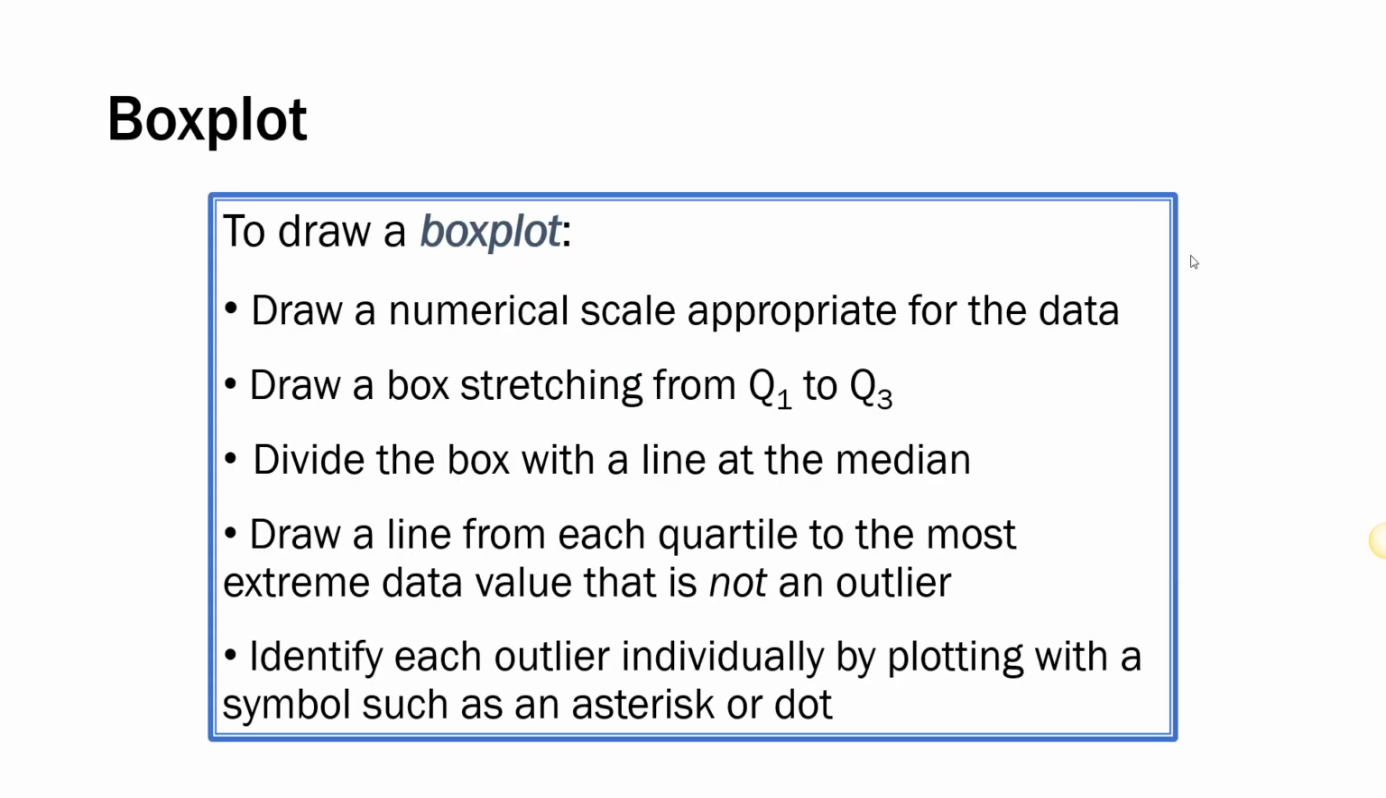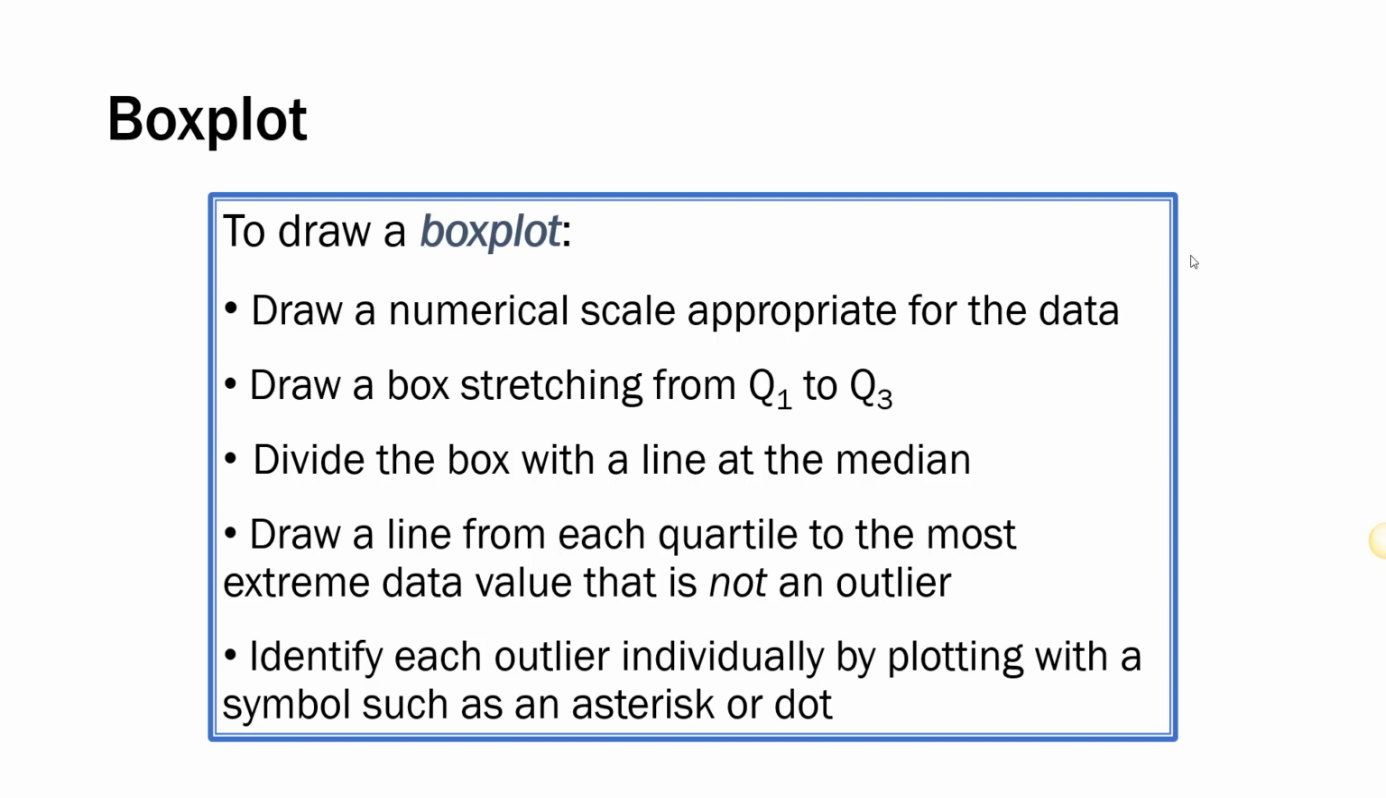The last thing that I want to talk about with regards to the 5-number summary is a box plot. A box plot is just a graphical look at the 5-number summary. And to construct a box plot, we can follow these simple steps. So first, we're going to draw a numerical scale that's appropriate for the data. So we're just setting up our axis.